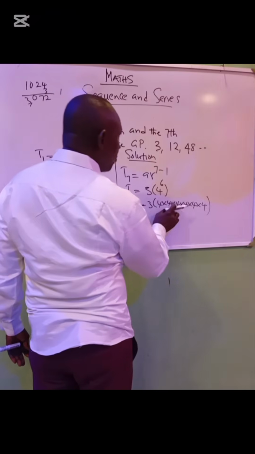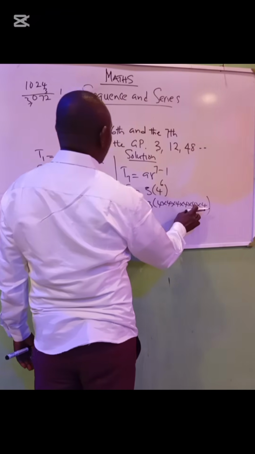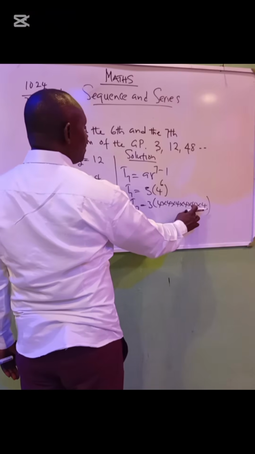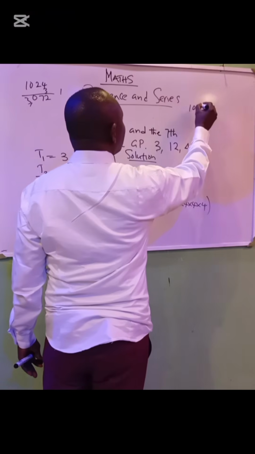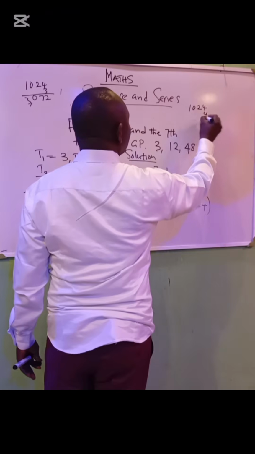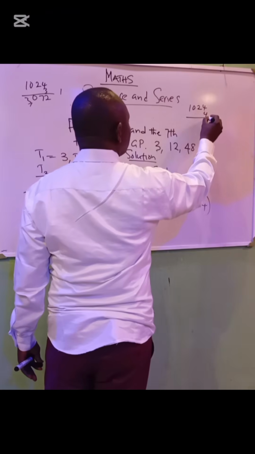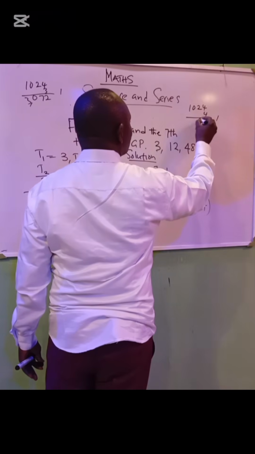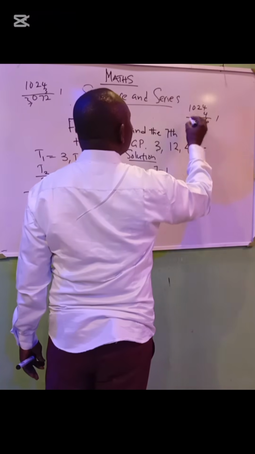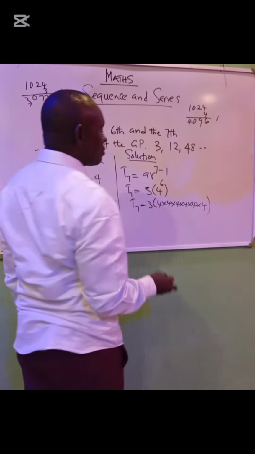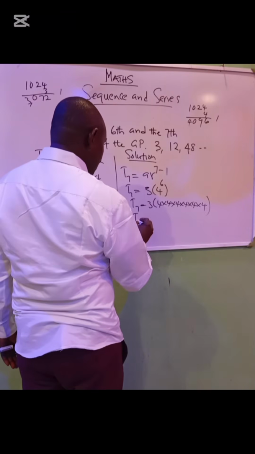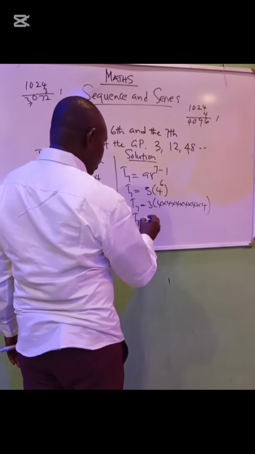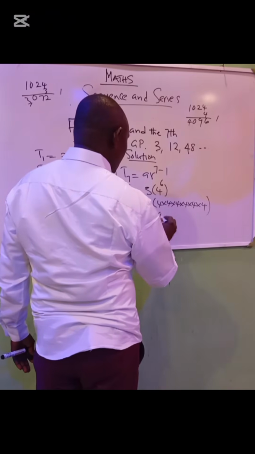So if we multiply up to the fifth one, it is 1024. 1024 times 4: 4 times 4 gives us 16, carry 1. 4 times 2 is 8 plus 1 is 9. 4 times 0 is 0. 4 times 1 is 4. That gives 4096. So T7 will be equal to 3 into 4096.